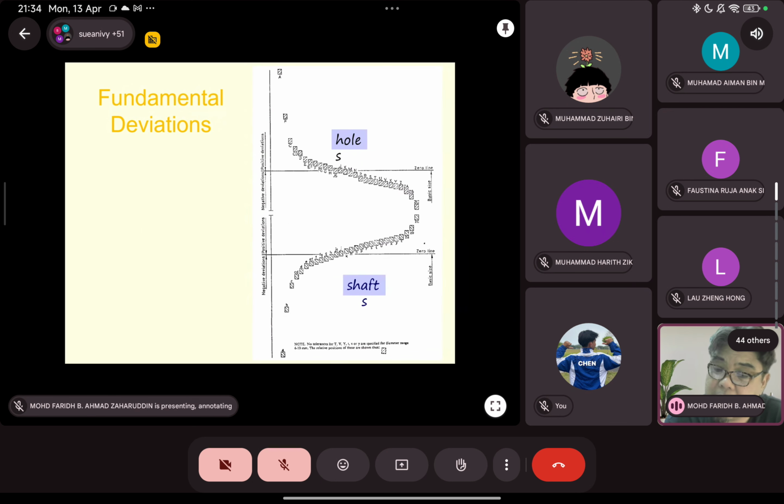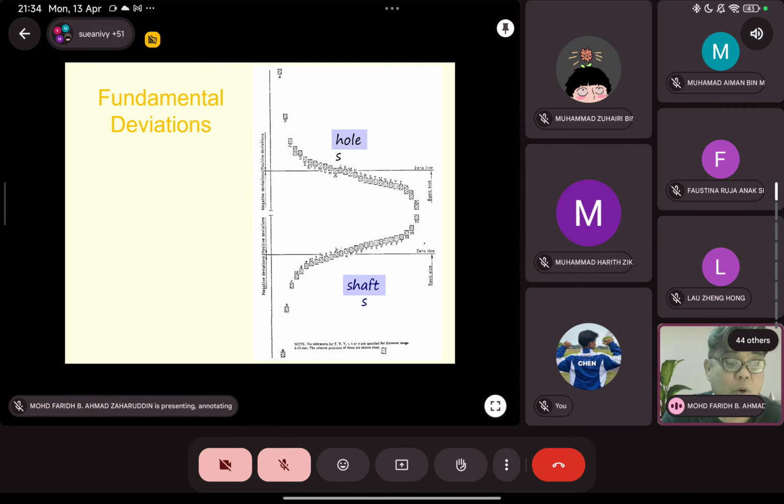So if you look at this figure, it shows that it starts from A. You can see the range of hole, which starts from positive A, big capital, to the negative. This will be the negative ZC.